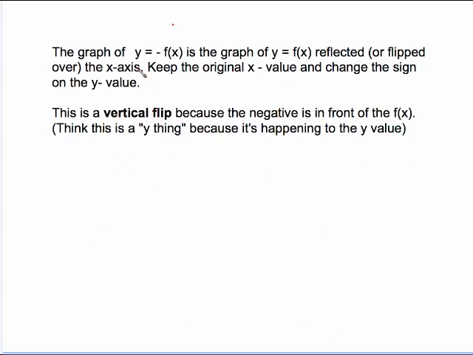the y value. So if we have this graph y equals negative f of x, all that is the graph of y equals f of x reflected or flipped over the x-axis. And what you do arithmetically is you just keep the original x value, but you change the sign on the y value. And this is called a vertical flip because physically it is flipping upside down. It's going from top to bottom. That is a vertical flip. I call it a y thing because it's happening to the y value.